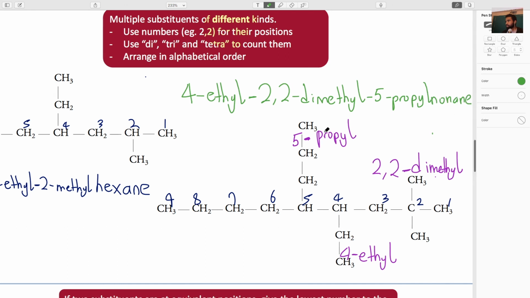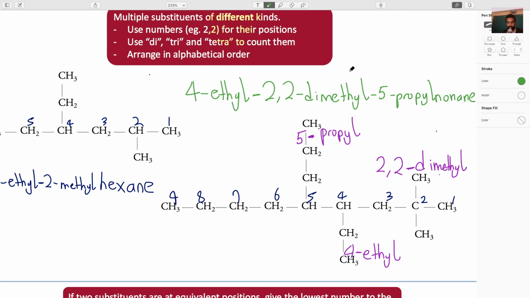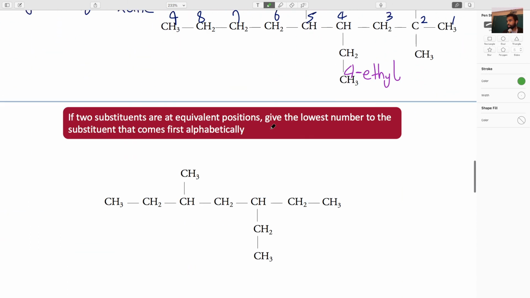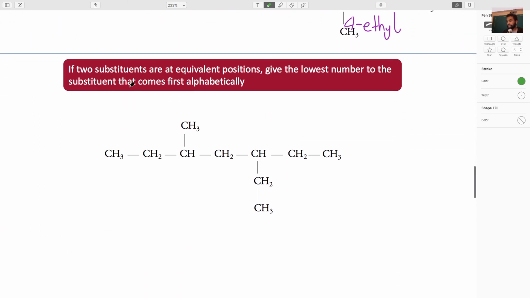Okay, that was a difficult one. Probably you won't get one that difficult on the exam. Let me make sure that I got it right. 4-ethyl-2,2-dimethyl-5-propylnonane. Perfect. Okay, here's our last one now for the alkanes.